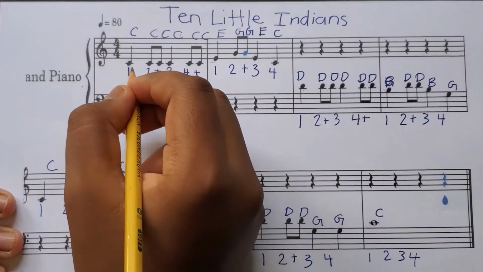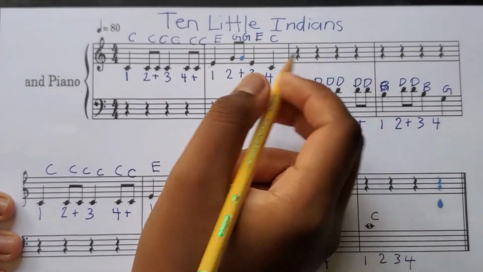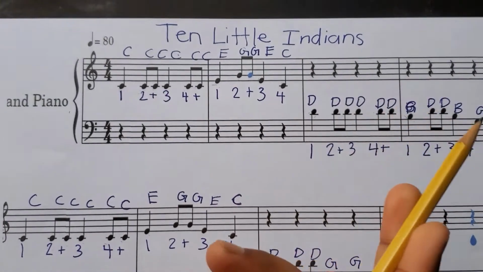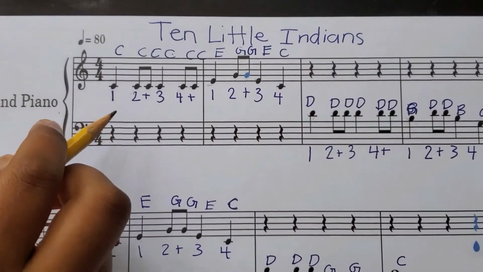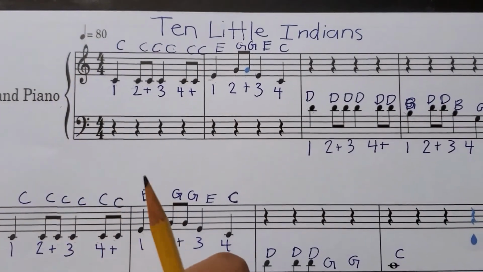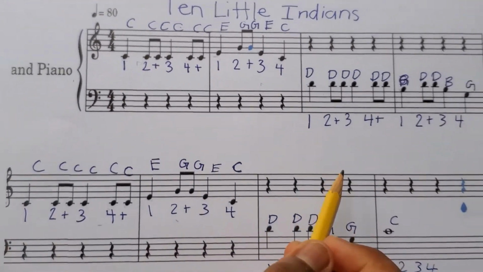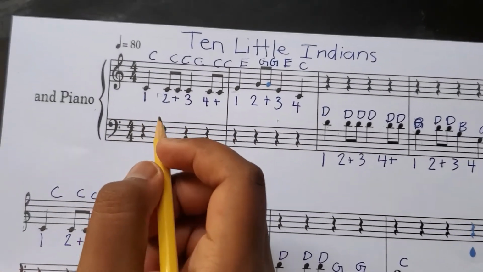Okay, so as you saw on the computer, that was 10 Little Indians. Now let's get into the theory side. The time signature of the song is 4/4. It has 1, 2, 3, 4, 5, 6, 7, 8 measures. Now let's start on the first measure.